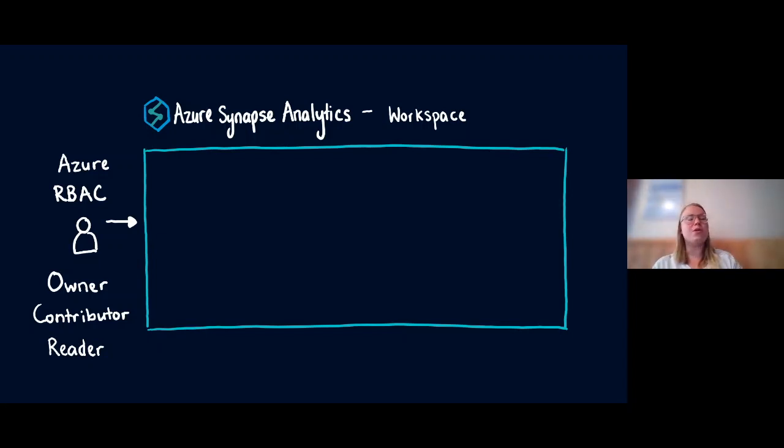And so with the owner credential, you are going to be able to do everything that could be done in Azure, but also give access to other users to the Azure RBAC roles. In the contributor role, you can do everything, but you cannot grant access to other people. And in the reader role, you're just going to be able to see what has been done. You're not going to be able to do anything specifically.